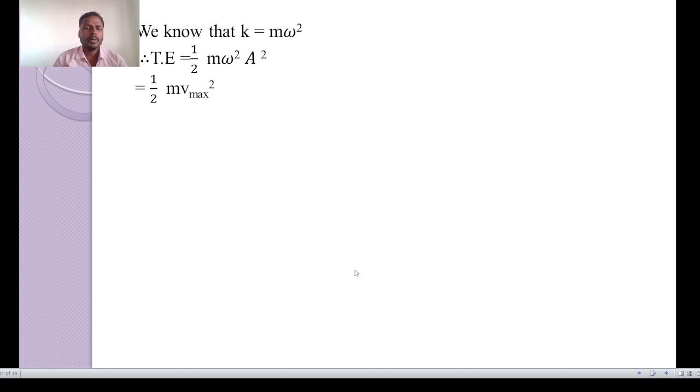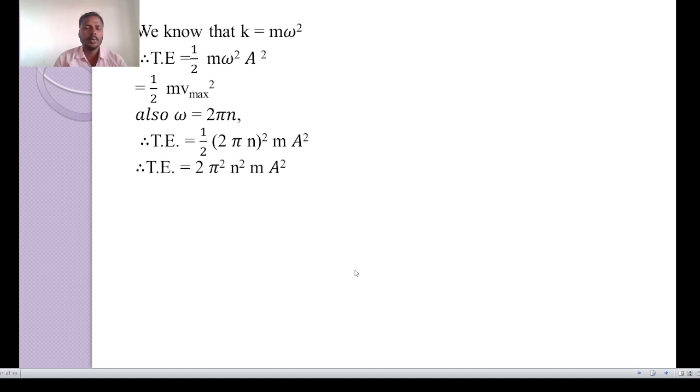As we know that Vmax is equal to omega into A, therefore total energy is equal to 1 by 2 m Vmax square. Also we know that omega is equal to 2 pi n, therefore putting the value of omega in the above equation, we can write total energy is equal to 1 by 2 (2 pi n) whole square m a square. So finally I can write 2 pi square n square m a square.